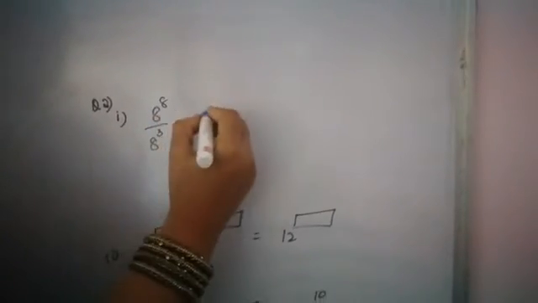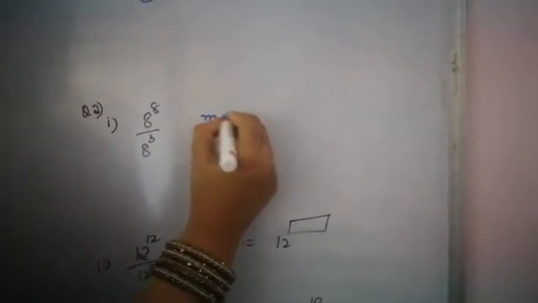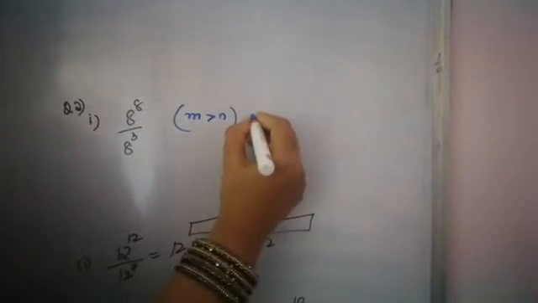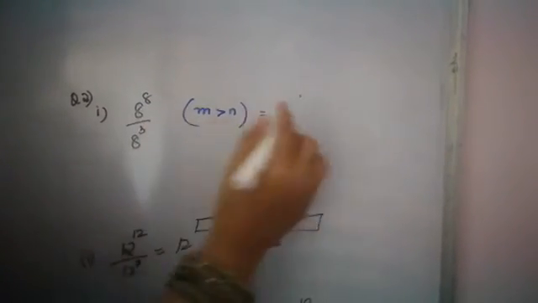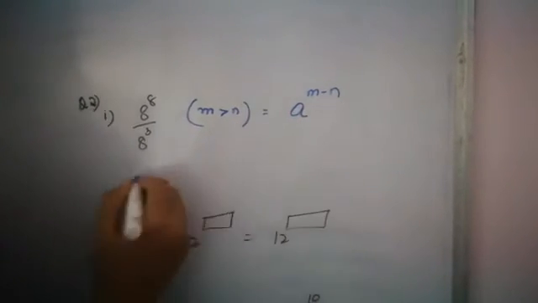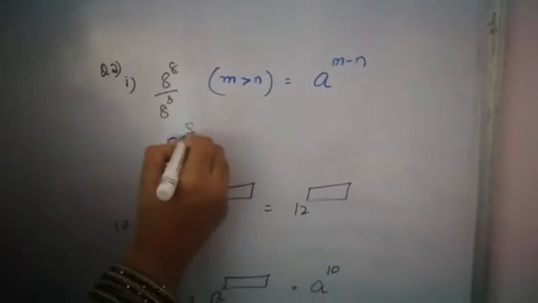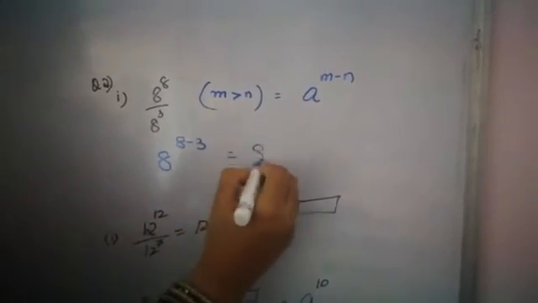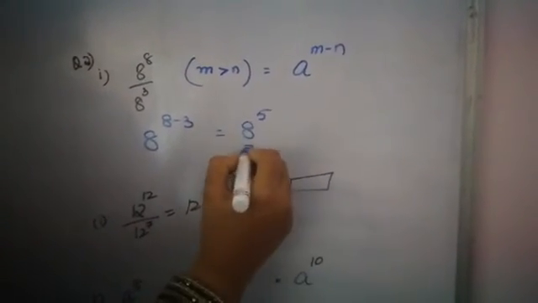Is it fine? Here check it, m, n. Bases are same, a. So m is greater than n. So which formula is applicable children? m is greater than n, so a to the power of m minus n is the formula. So a to the power of 8 minus 3. So a to the power of 5 is the answer.